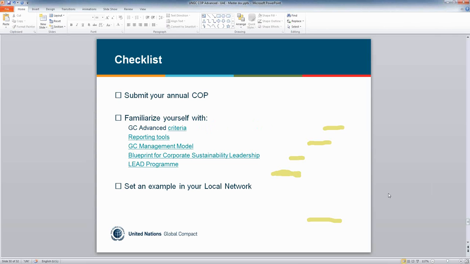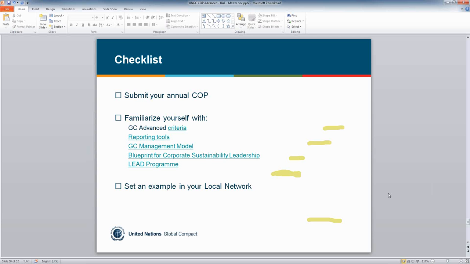For the checklist, please submit your annual COP on time. As I mentioned before, some companies relax and they think they still have a lot of time, and then suddenly the minute they close their eyes, their deadline has passed and they are labeled as non-communicating in our database, and that's not a good thing. As I mentioned, investors are looking at this data. Stakeholders are accessing our COPs in massive amounts every day. So please do not let your company fall within the non-communicating category.